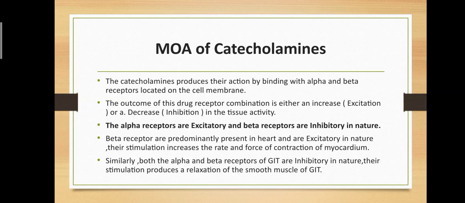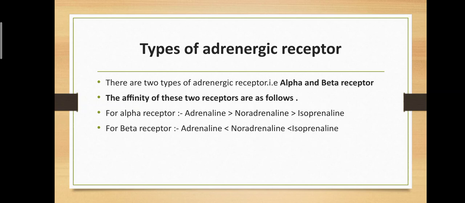Beta receptors are predominantly present in the heart and are excitatory in nature. Their stimulation increases the rate and force of contraction of the myocardium. Similarly, both alpha and beta receptors of the GIT are inhibitory in nature. Their stimulation produces relaxation of smooth muscle of the GIT. These are the mechanisms of action of catecholamines.